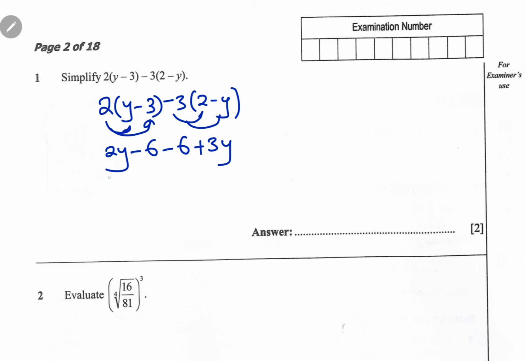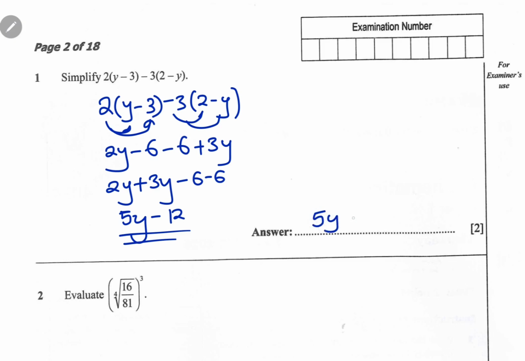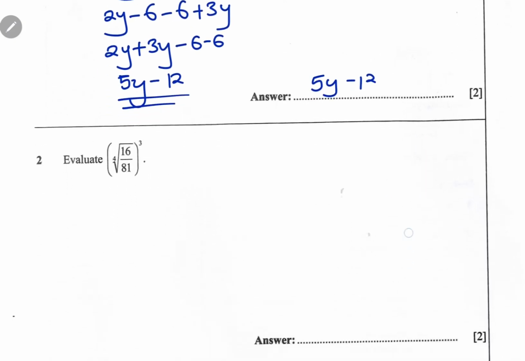Then bring the like terms together. So you're going to have 2y plus 3y minus 6 minus 6, and this is going to be 5y minus 12. Okay, so that is the answer to this question. Then you put your answer here, 5y minus 12. Just that, 2 marks. Let us look at the second question.